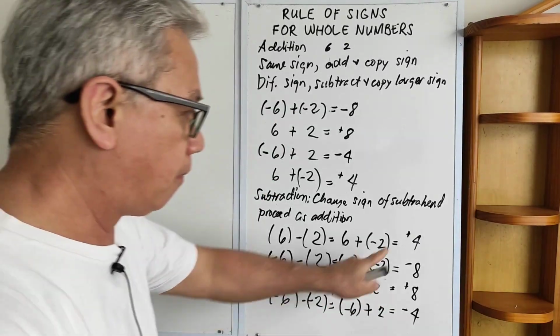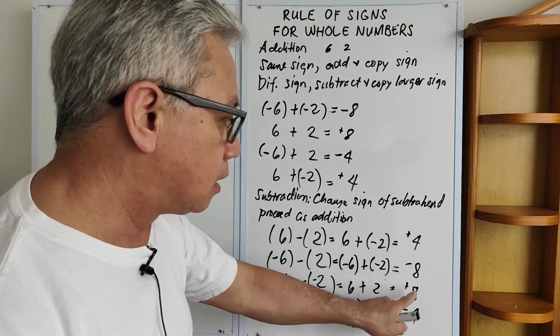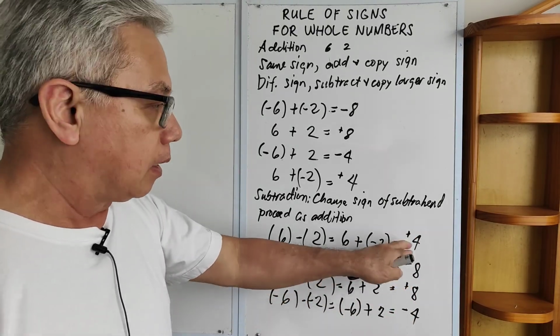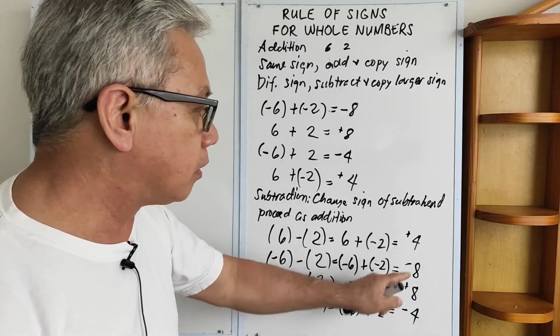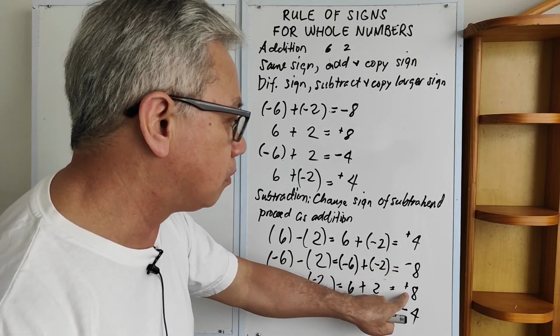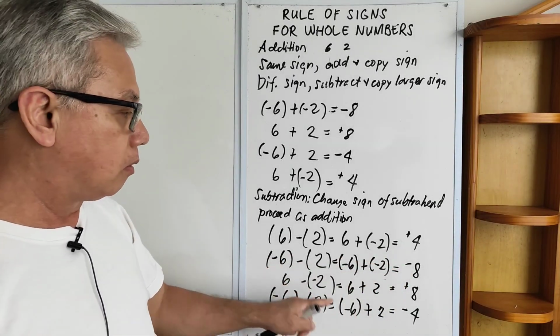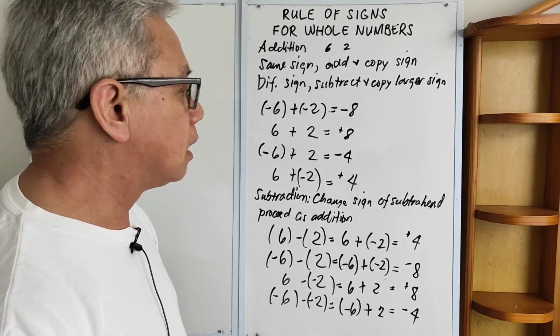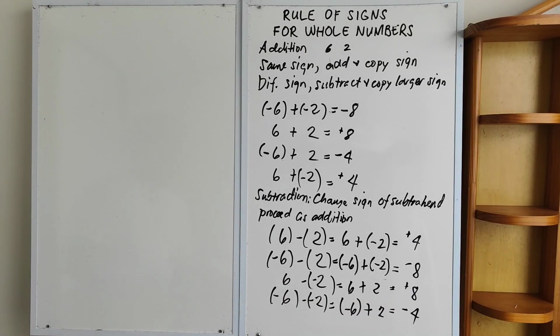If you will notice, none of them are the same answer. If you have an answer that has the same, so for example, this is negative 8, this is negative 8, one of them is wrong. So you have to check. Let us proceed to multiplication.